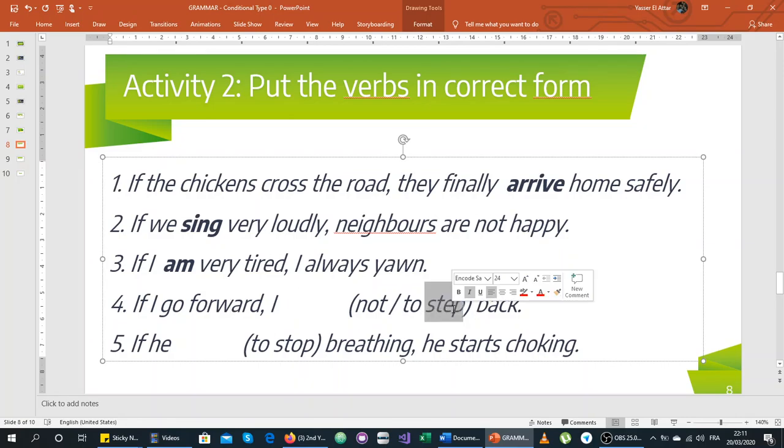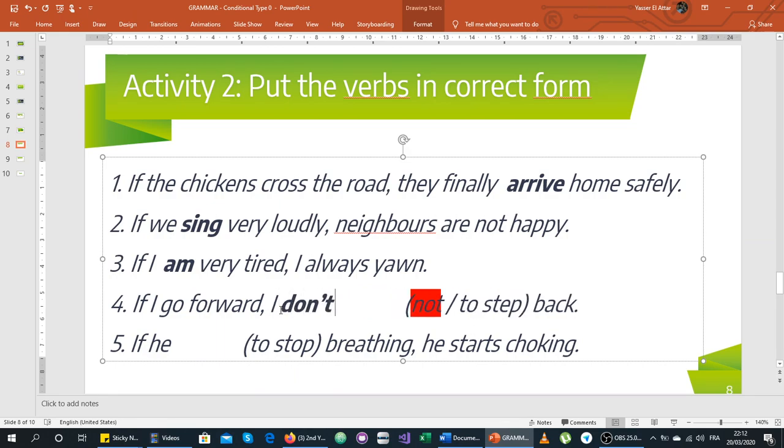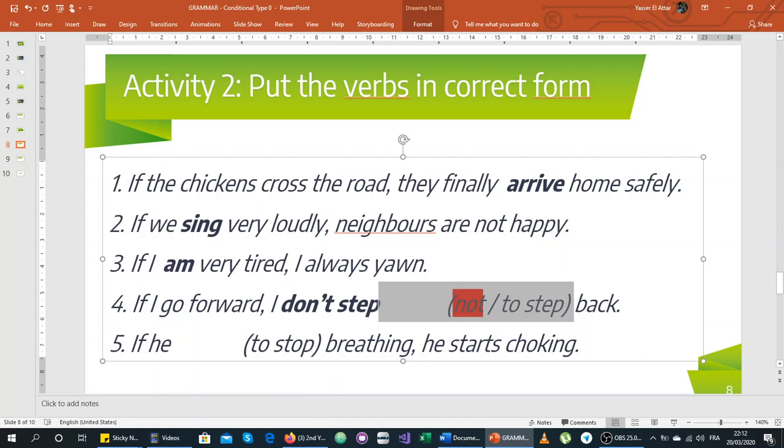If I go forward, I not to step back. Here we have the verb step, and we have not, and not means the negative. So what is the negative form in the present simple? The negative form in the present simple with I is don't, and we keep the verb in the infinitive, which is step. So if I go forward, I don't step back.